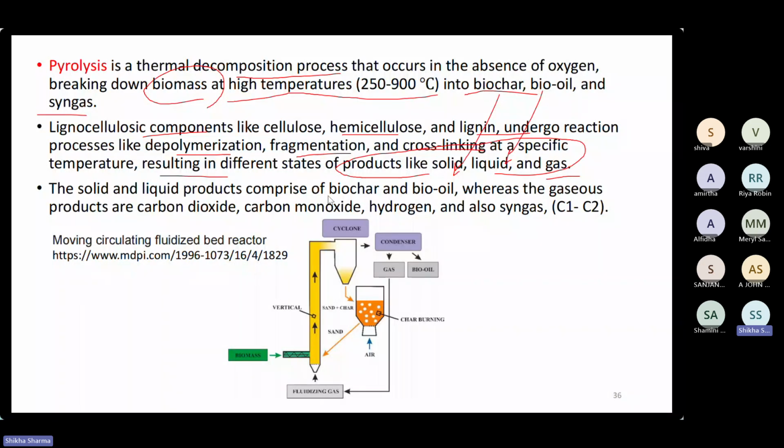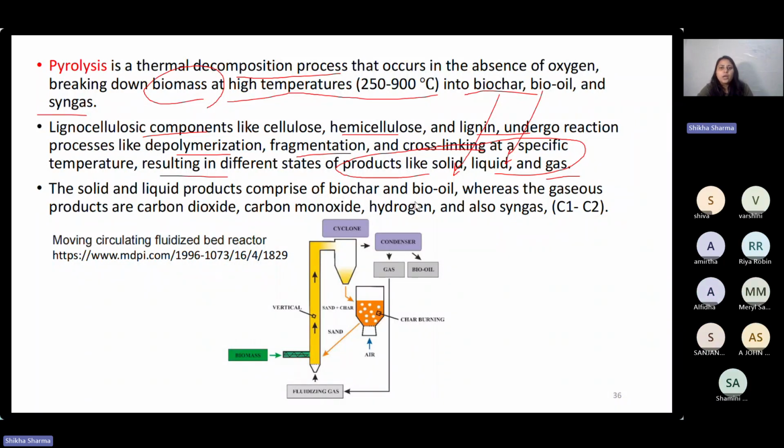The solid and liquid products are the biochar and the bio oil, whereas the gaseous product can be carbon dioxide, carbon monoxide, hydrogen, and syngas. So if we are putting biomass in the reactor, what will happen? This is the fluidized bed reactor. So fluidizing gas is coming. Here, the cyclone separator is there. Here, we see the char burning, and from this, basically three products we get: gas, bio oil, and biochar.